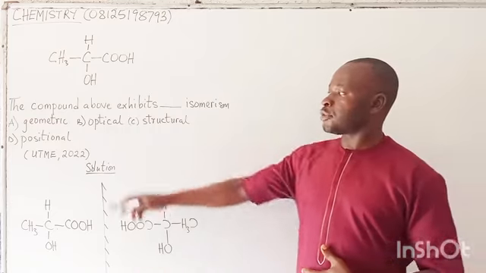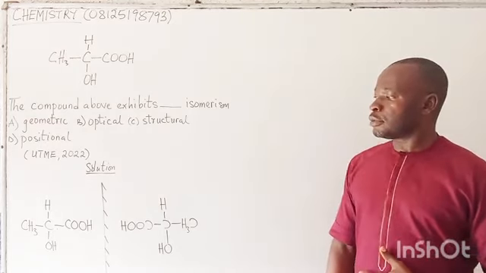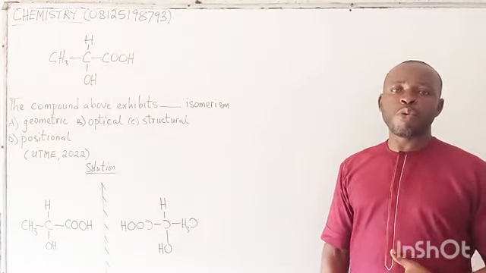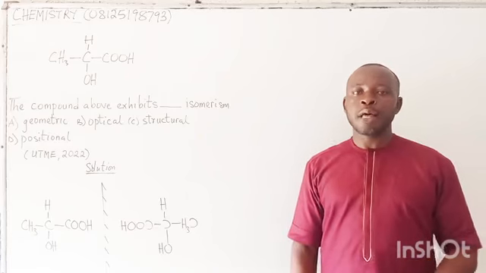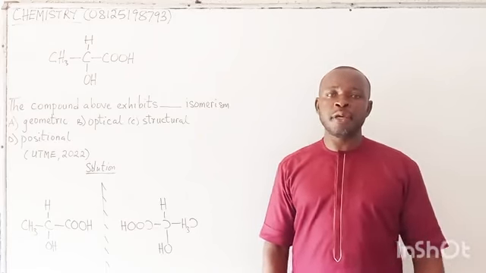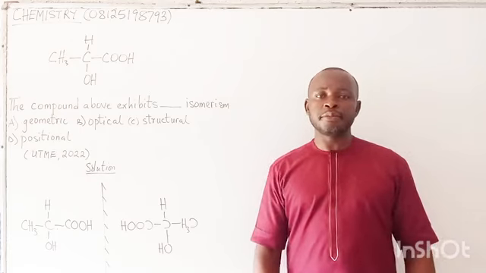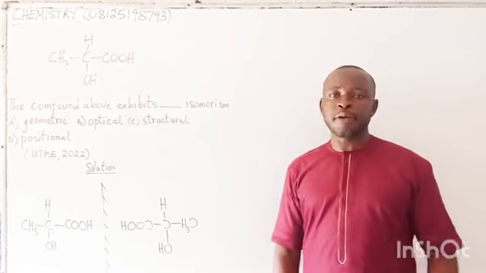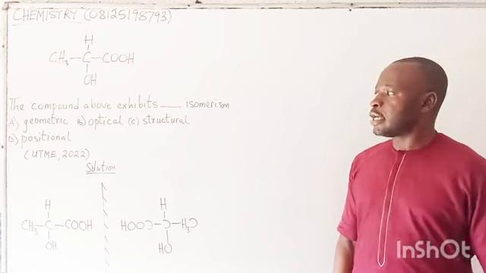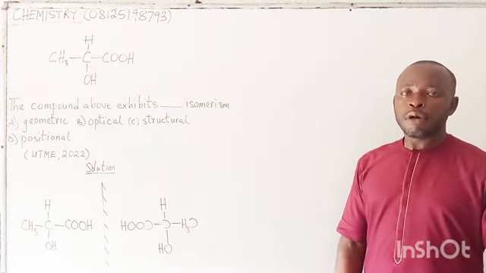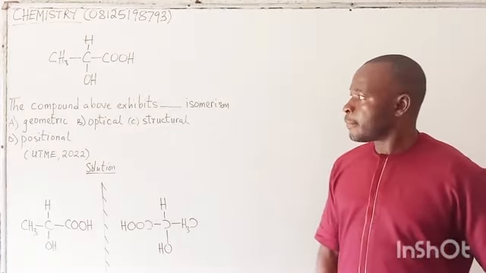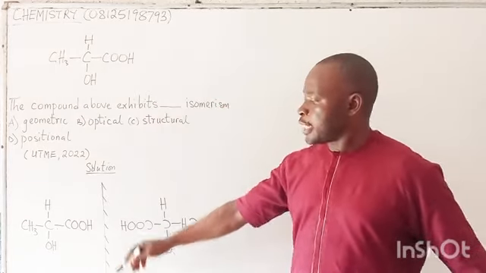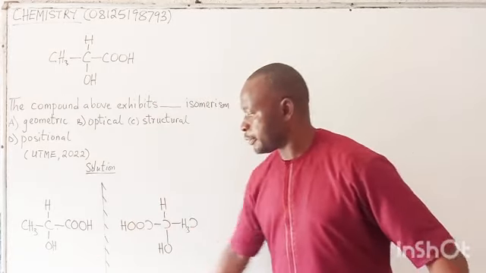The second option, option B, says optical isomerism. What is optical isomerism? Another name for optical isomerism is enantiomerism. What is enantiomerism or optical isomerism? Look at the diagram here. This compound on the board has been presented on the left-hand side.